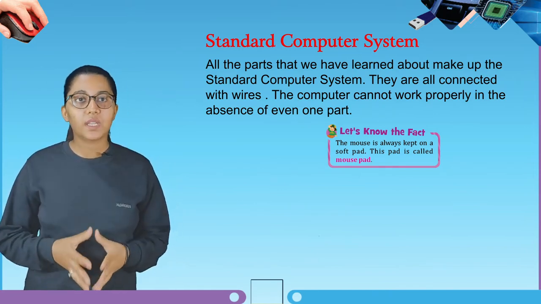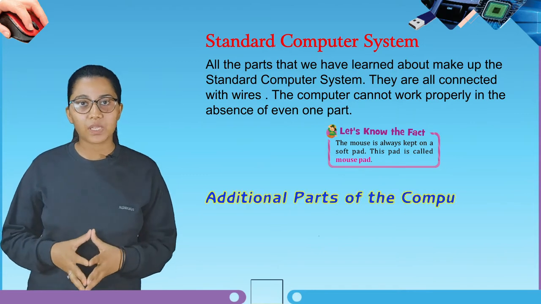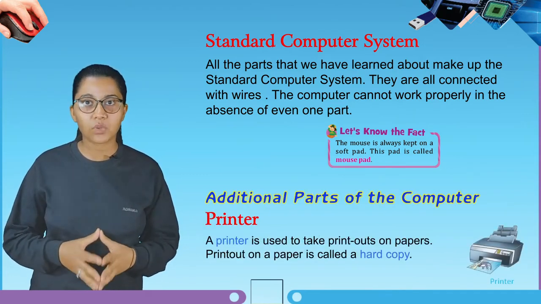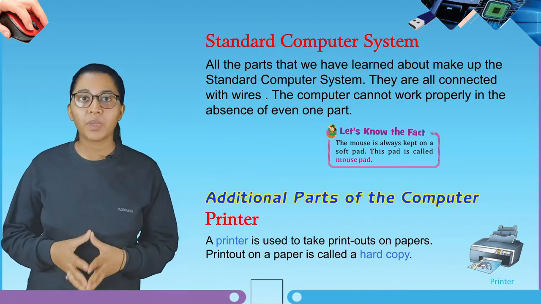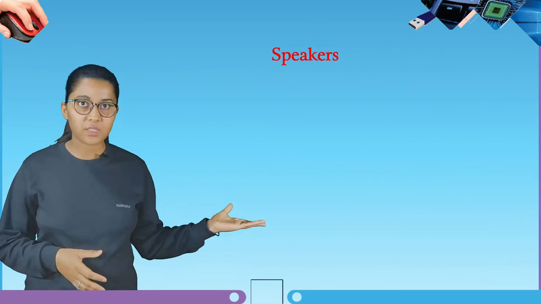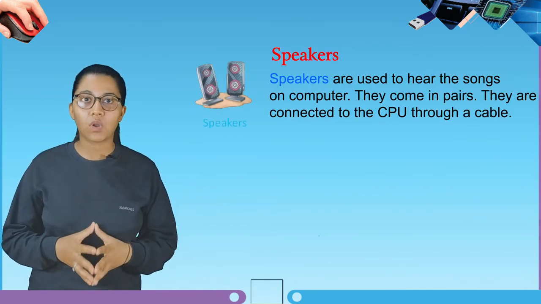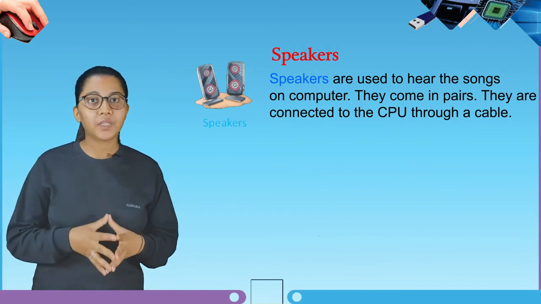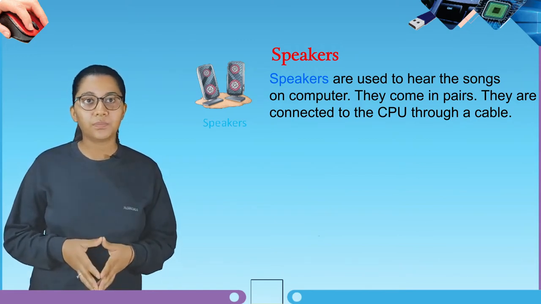So students, let's learn about some additional parts of a computer. First one is a printer. A printer is used to take printouts on paper. A printout on paper is called a hard copy. Now we have speakers. Speakers are used to hear songs on a computer. They come in pairs. They are connected to the CPU through a cable.